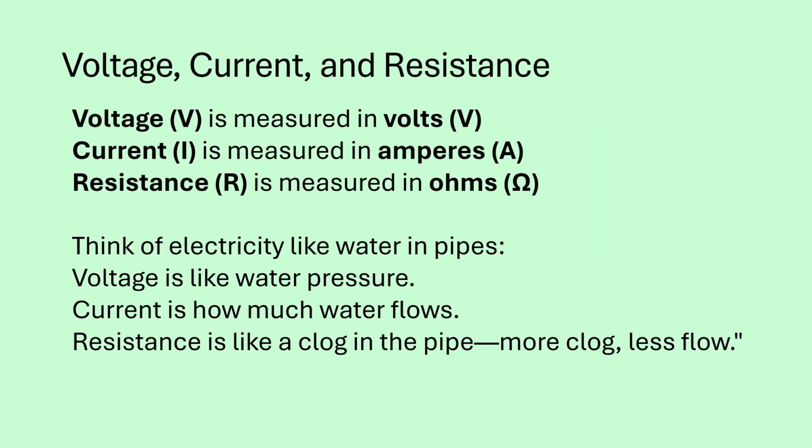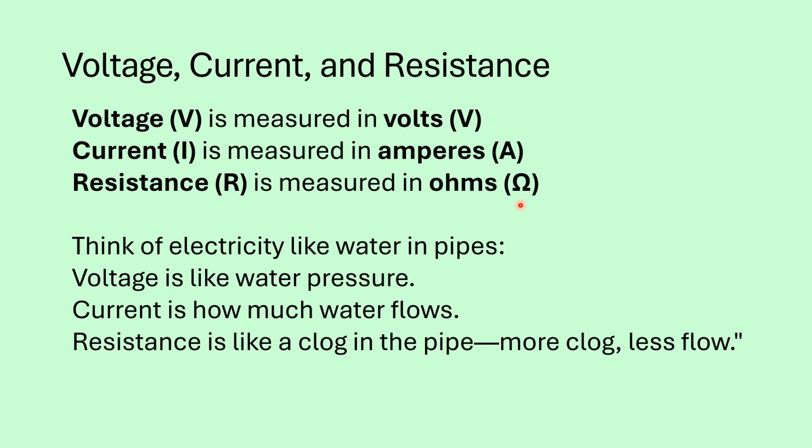Now, when we're talking about Ohm's law, we've got three basic elements: voltage, current, and resistance. So the voltage is a measure of the electromotive force, and it's measured in volts. Current is measured in amperes, and resistance, represented by R, is measured in ohms, and this is the little Greek symbol capital omega there.